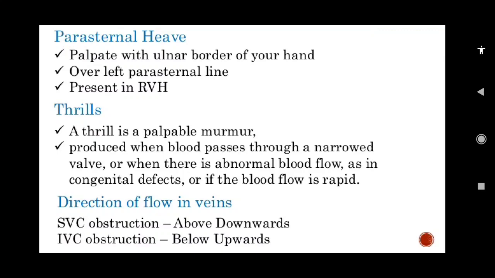And the next one is thrill. It is a palpable murmur. It is produced when blood passes through a narrowed wall or when there is abnormal blood flow, as in congenital defects, or if the blood flow is rapid. We can feel it as a worm moving under your hand. In all these conditions, a thrill is palpable.